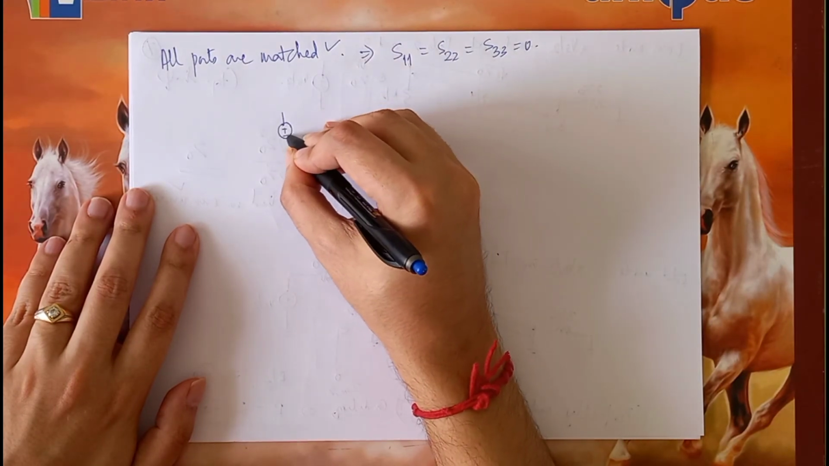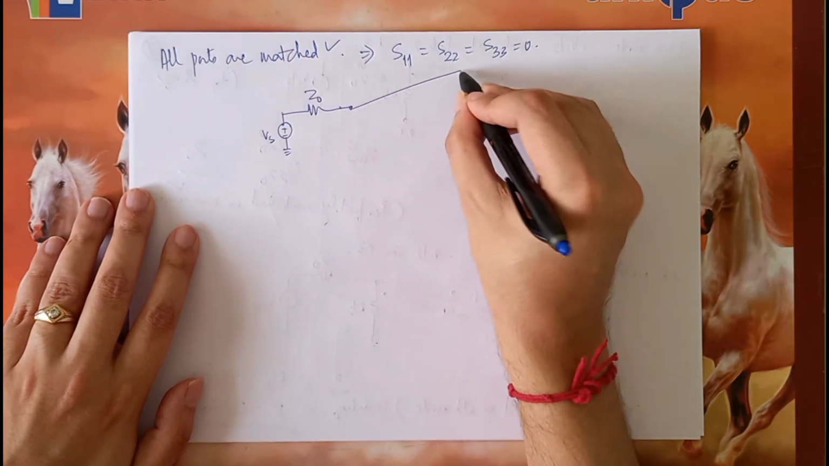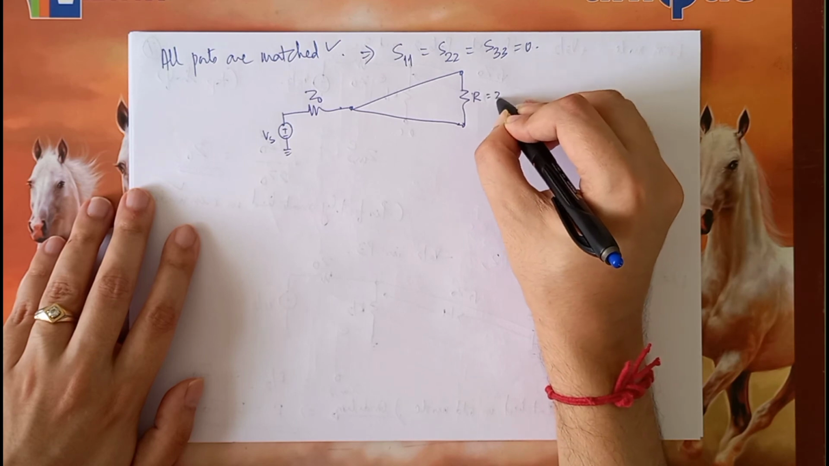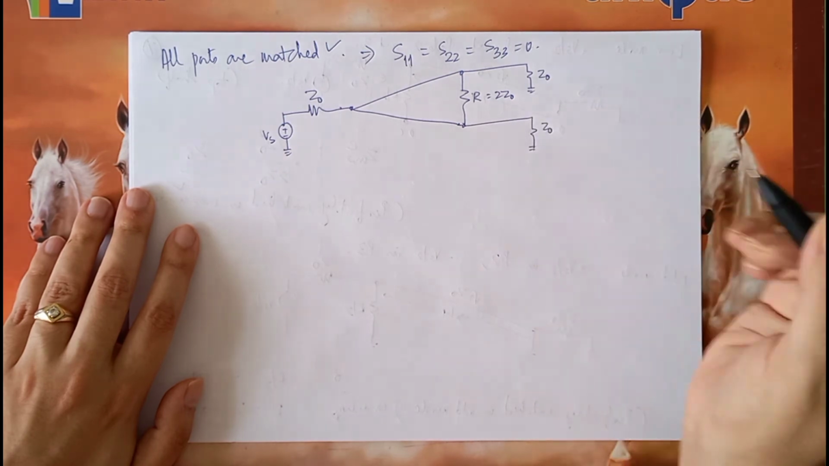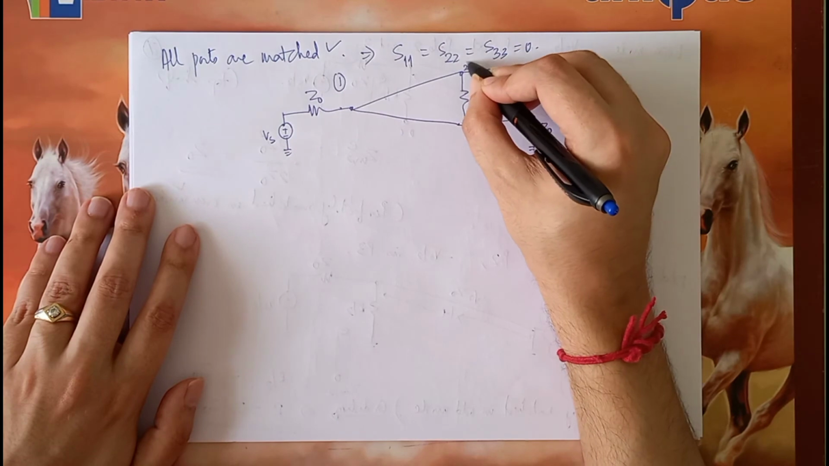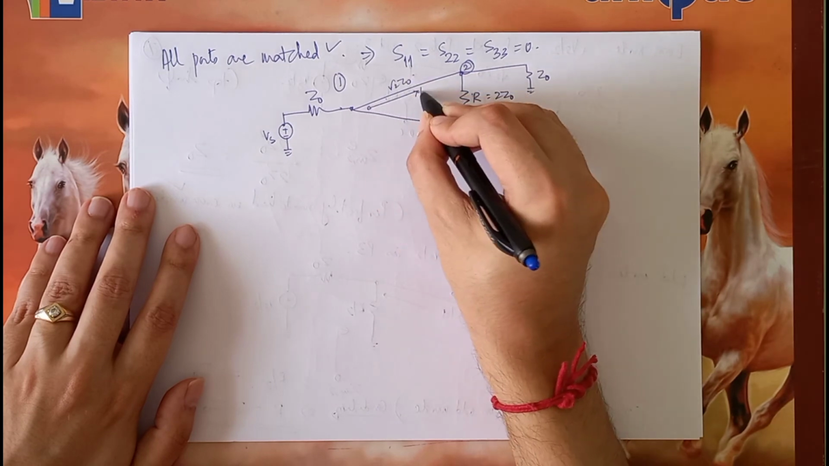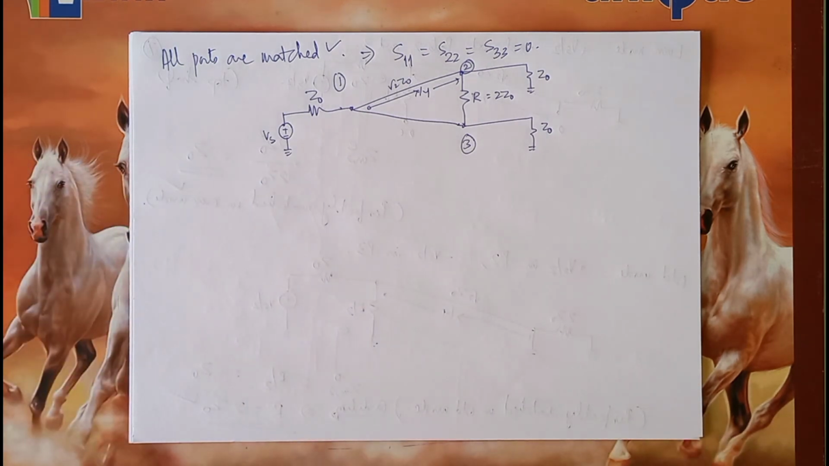Let us say I am putting a source over here, Vs at port 1, Z0, this is port 1, this is port 2, this is port 3. This is root 2 Z0 and length lambda by 4. Now, if I am getting an input over here at port 1, what will be S21 and S31?